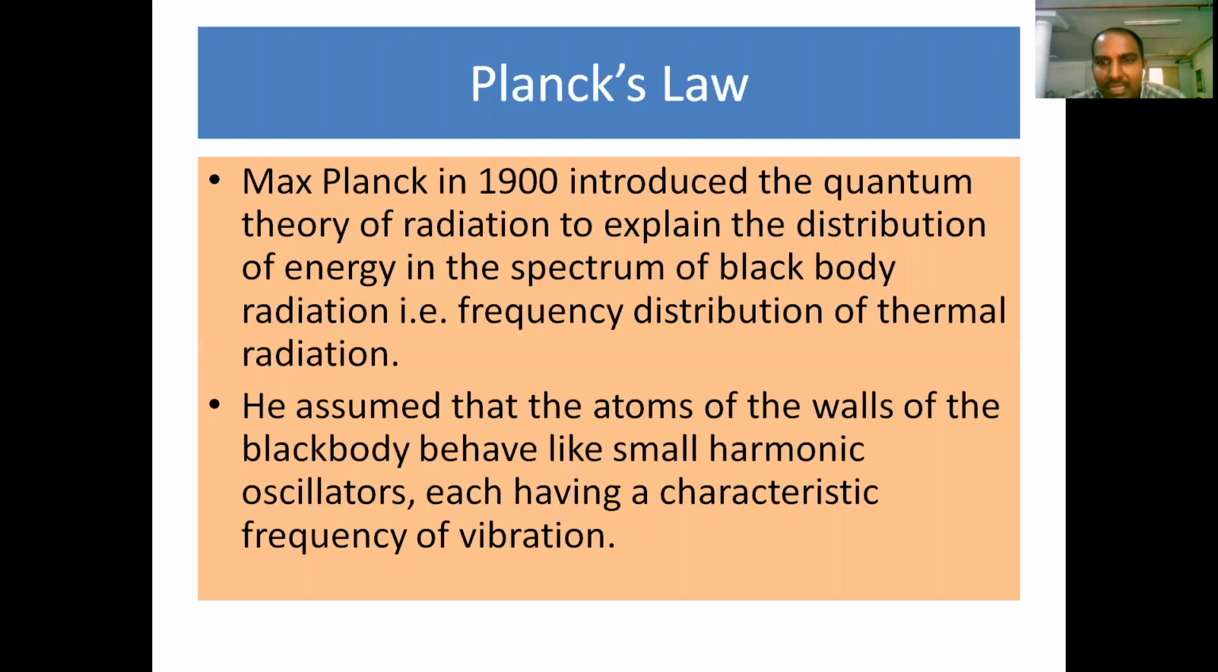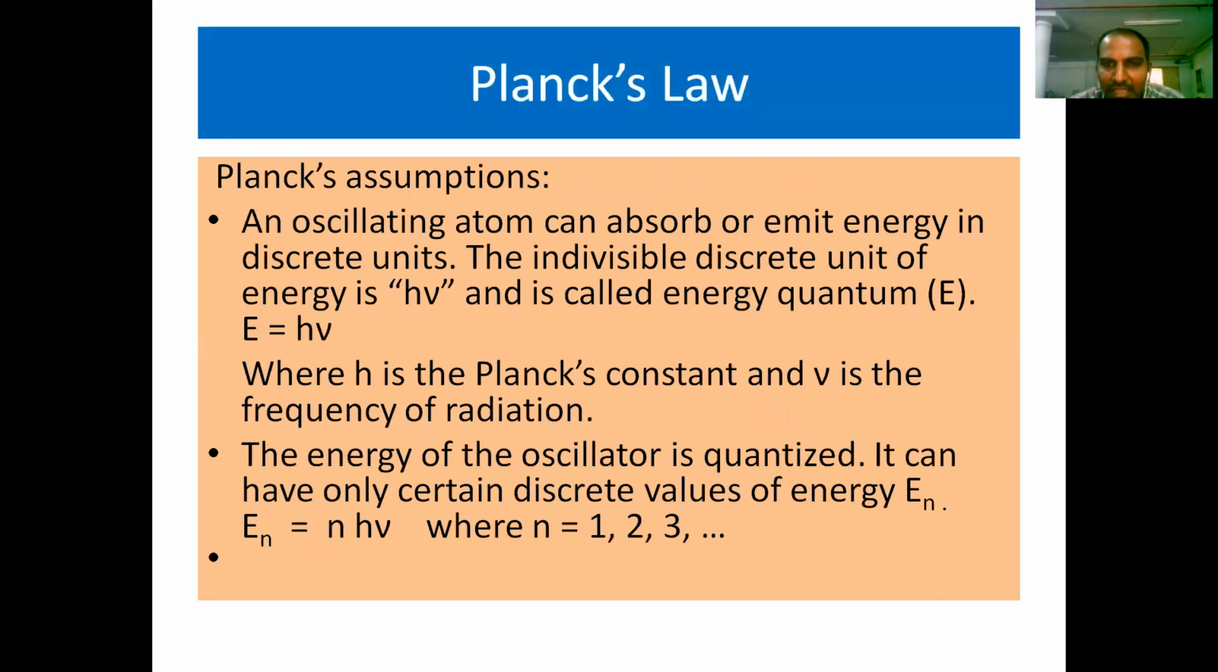He assumed that the atoms of the walls of the blackbody behave like small harmonic oscillators, each having a characteristic frequency of vibration. The main assumption in Planck's law is that an oscillating atom can absorb or emit energy in discrete units. The indivisible discrete unit of energy is h nu, and it is called the energy quantum. Mathematically, it is represented as E equals h nu. Here E is the energy, h is Planck's constant, and nu is the frequency of the radiation.